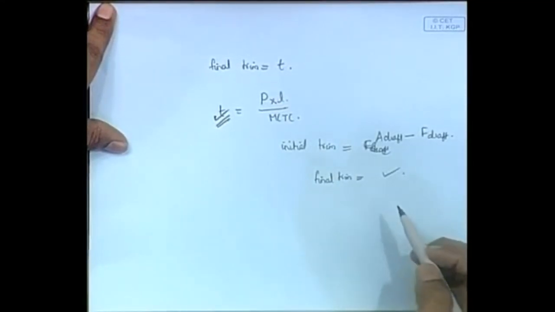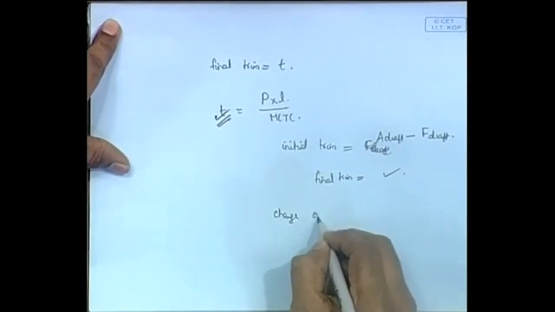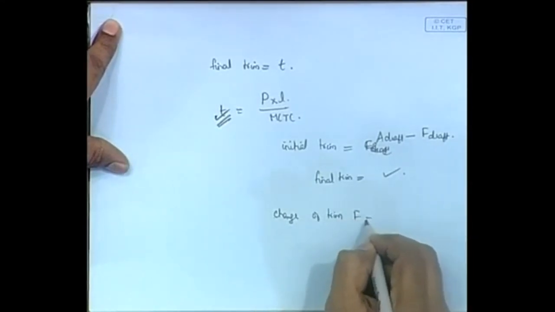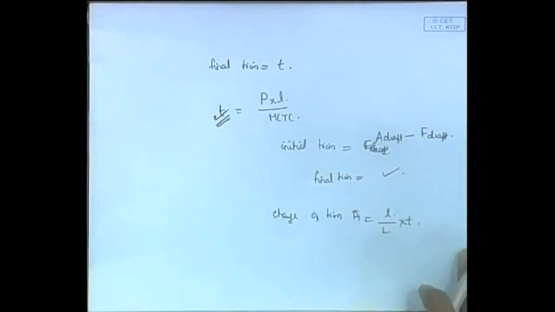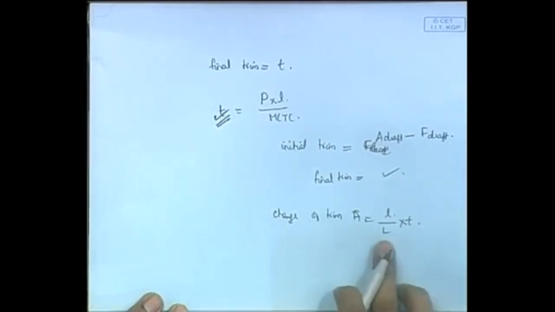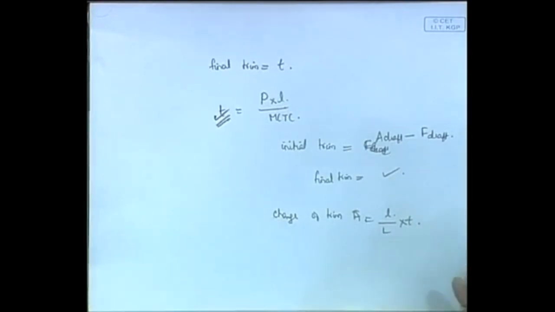We do not know the aft and forward drafts, but we know the total. How will you find aft and forward if you want to find them? There was another formula, where you have the total trim and find the aft and forward drafts. Change of trim aft is equal to l by L into total T. This formula was there. So, change of trim aft is this, and change of trim forward is capital L minus small l by capital L into T. That will give you your change of trim forward, and then you can find the forward and aft trim.